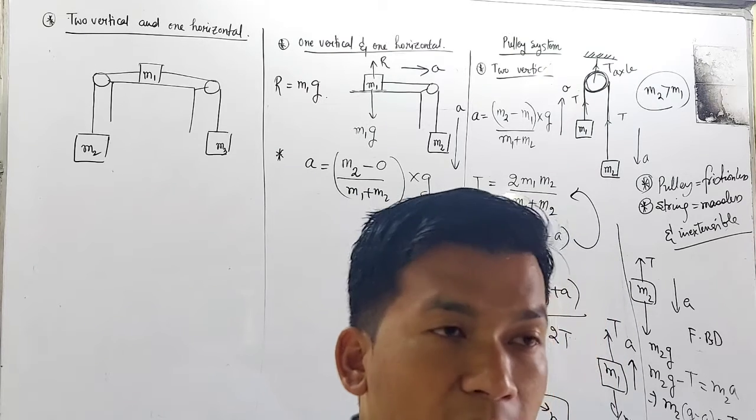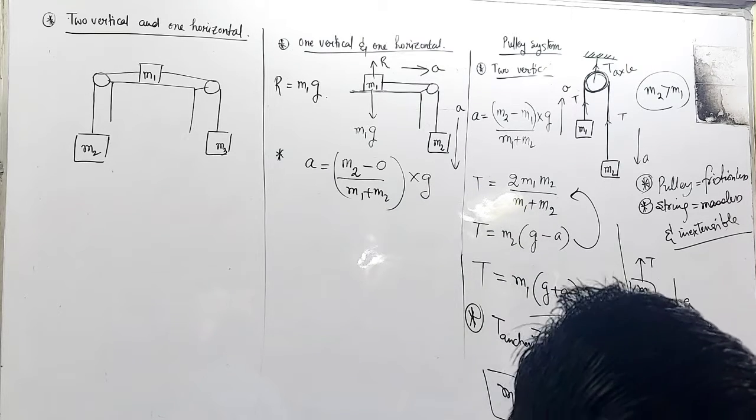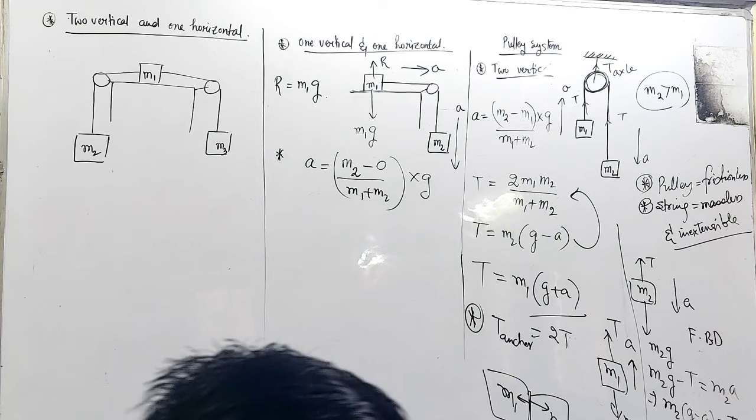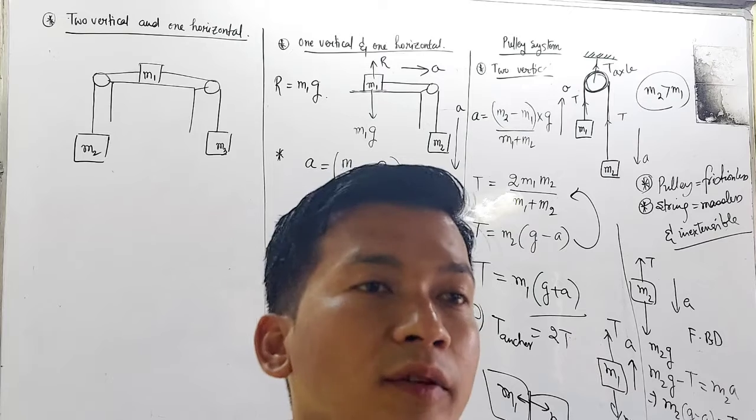I need a thread to bind the masses together. The stone will be sliding without any opposition. Do you understand? Very simple way now.